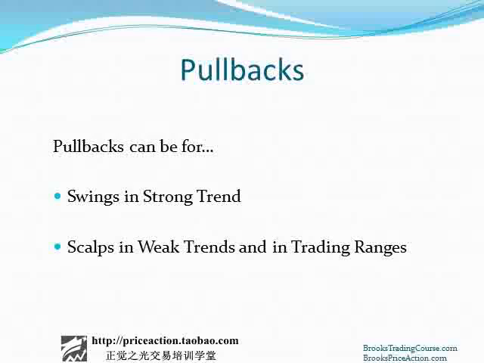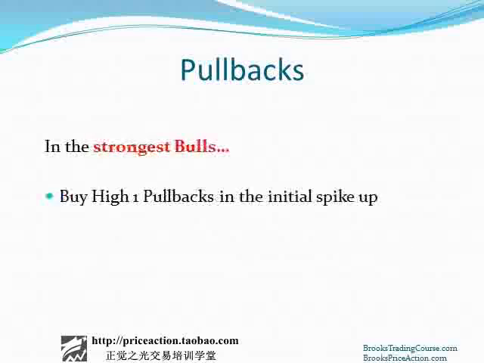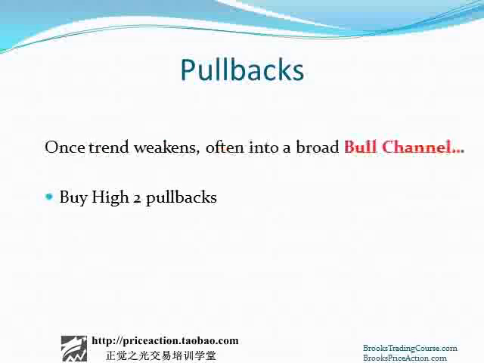Whenever you're in a strong trend, or a strong channel, you should always be looking to swing at least part of your trade. In the strongest bulls, you can buy a high one pullback. For example, during the initial spike up, there may be a pullback for one bar. Buy above the high of that bar. Buy the high one, because that's a reliable buy. Once the trend begins to weaken and starts to have bigger pullbacks, more complex pullbacks, it's transitioning into a channel, a bull channel, in which case you buy high two pullbacks, or triangles, or wedge bull flags.